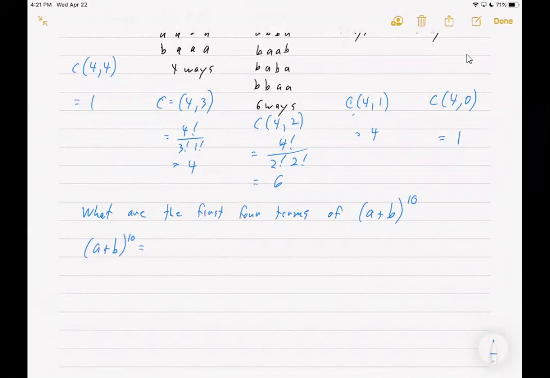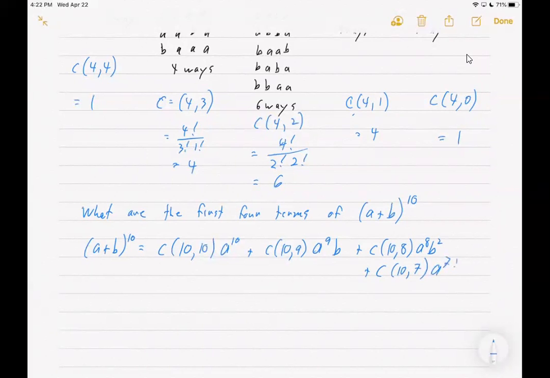will first of all equal the combination of 10 things taken 10 at a time times A to the 10th, plus the combination of 10 things taken 9 at a time, because we're going to have 9 A's and 1 B, plus the combination of 10 things taken 8 at a time with 8 A's and 2 B's. And then I'll come down here, plus the combination of 10 things selected 7 at a time with 7 A's and 3 B's, and then we could keep on going.